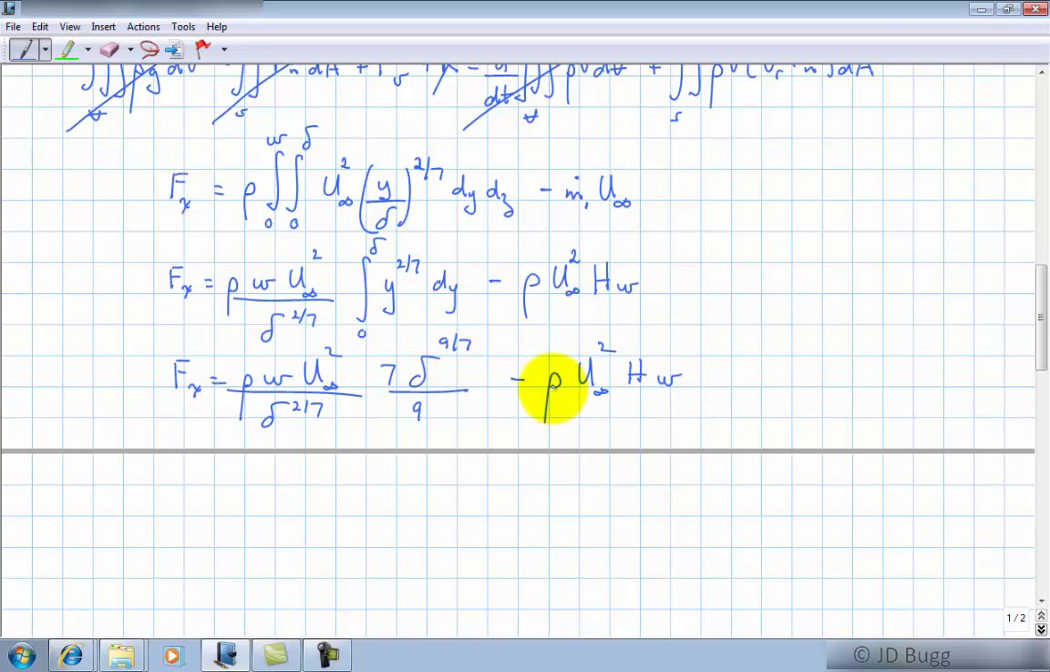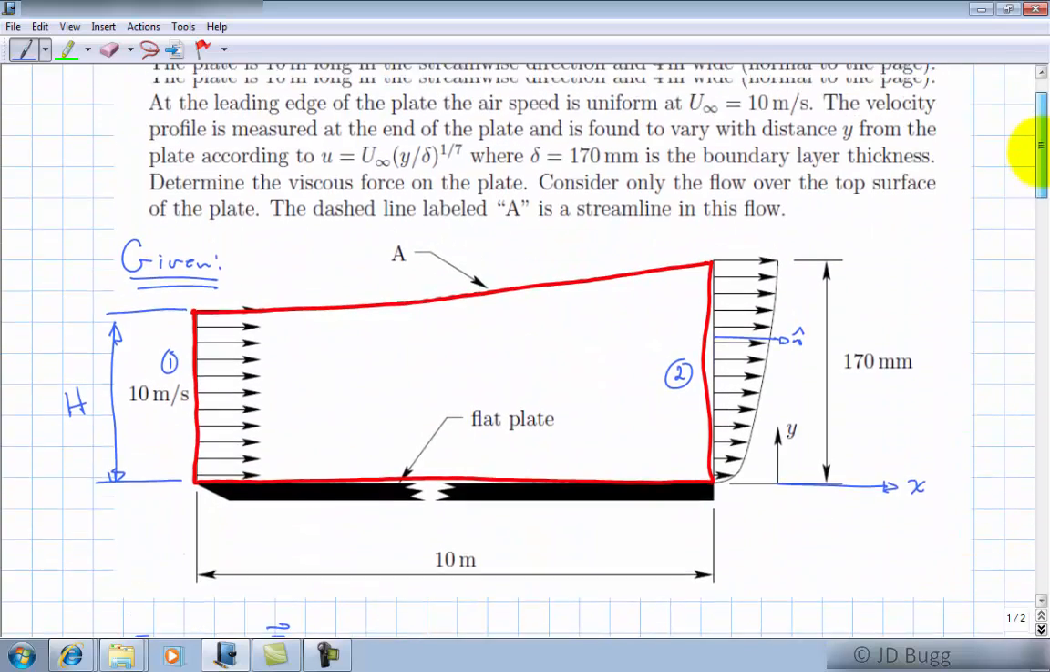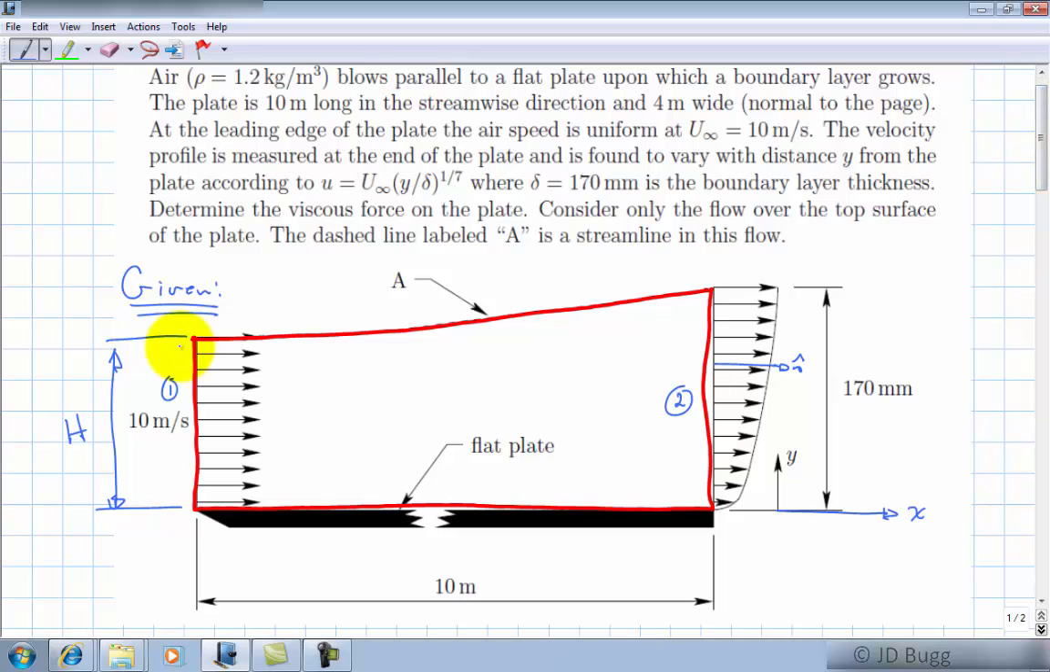Next thing we have over here, we have density, which we know, U infinity, which we know, W, which we know. But the problem we run into here is we don't know this H. So we don't quite have everything that we need to plug into here and solve for a number for this force. So this H presents a problem. So let's go back to our diagram and remind ourselves what that is. That's this distance here.